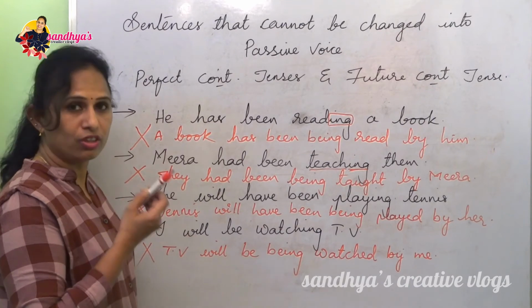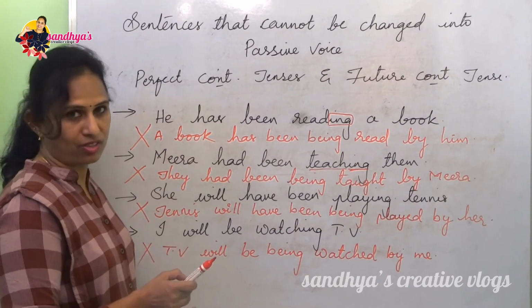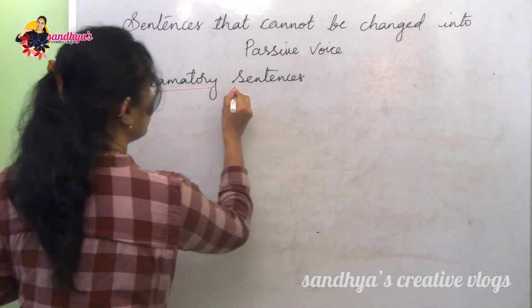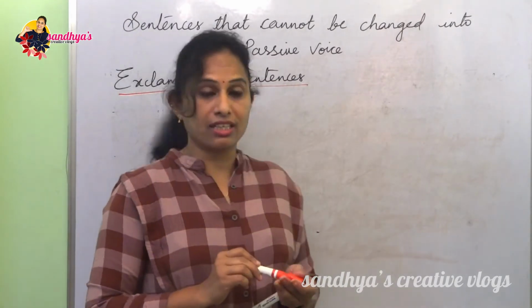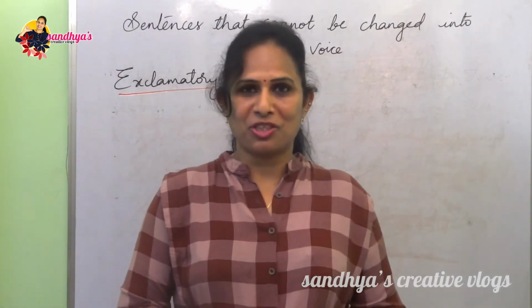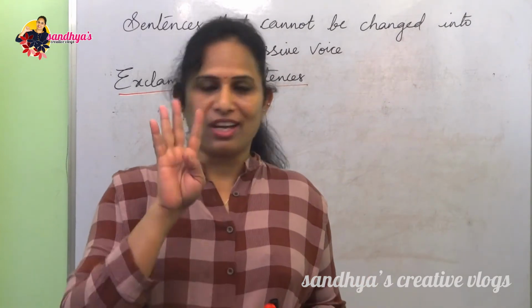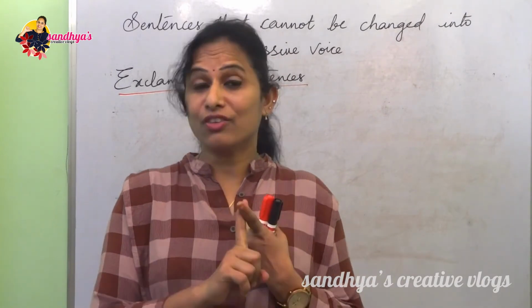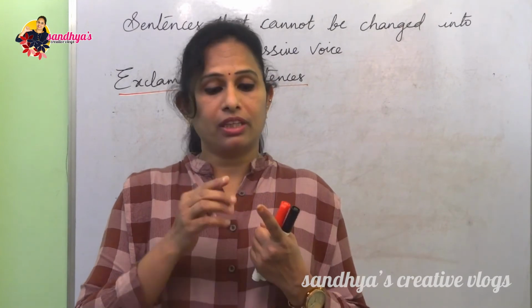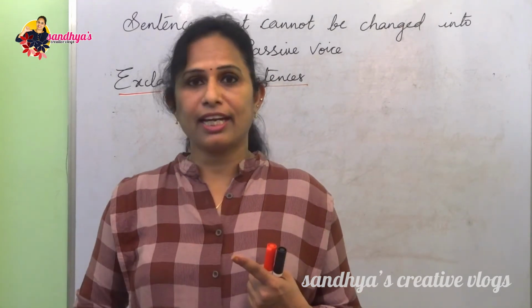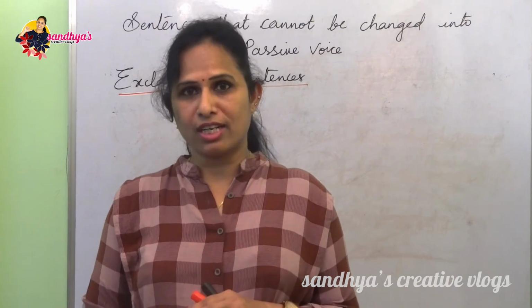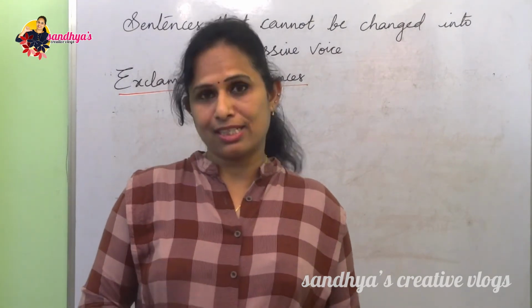Now let's move on to the third rule, that is exclamatory sentences. Now before explaining these exclamatory sentences, I do want to ask a question. How many types of sentences are there? So as you all know, we have 4 types of sentences. One is a declarative sentence. It can be a positive sentence, it can be a negative sentence, that is affirmative or negative sentences. They can be otherwise called assertive sentences.